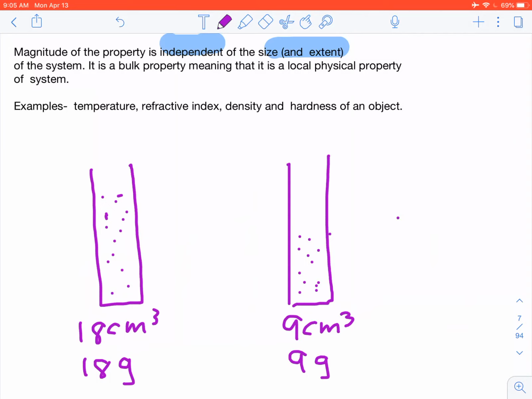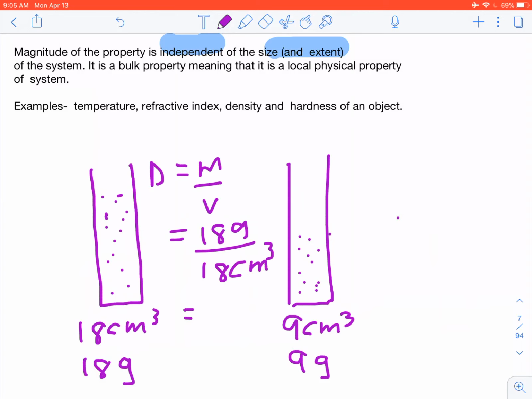Now we know that density is equal to mass upon volume, which means it's 18 grams upon 18 cubic centimeters, which means it is about 1 gram per cubic centimeter. That's the density of the substance.